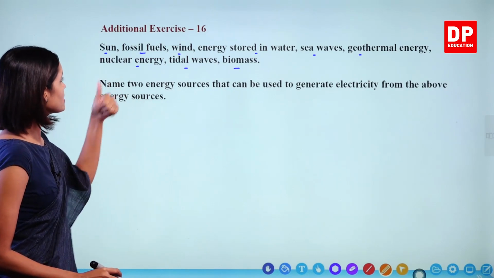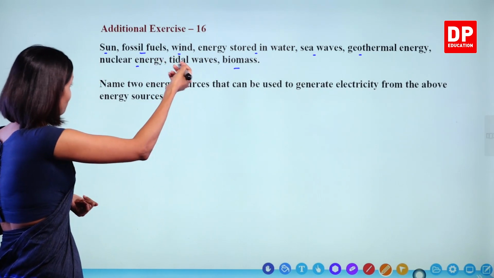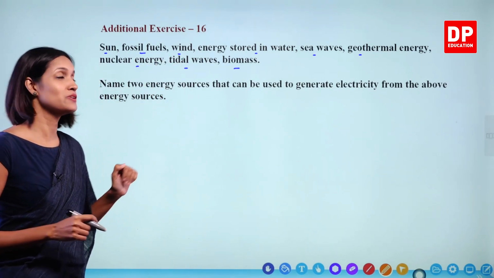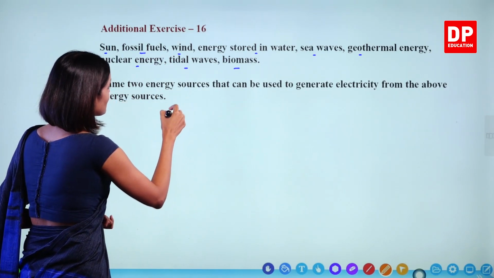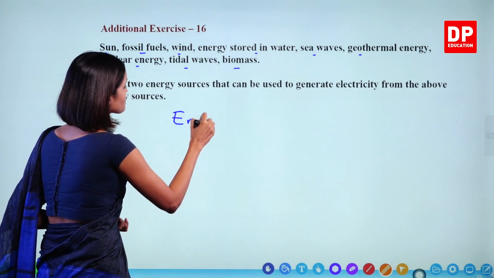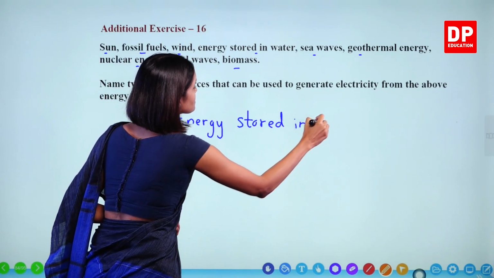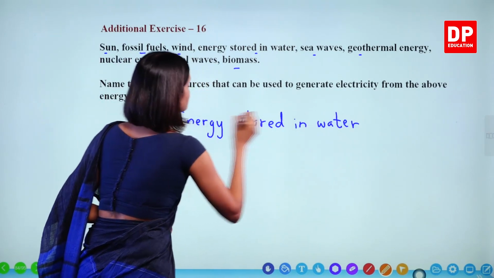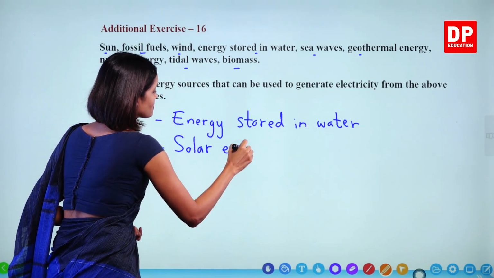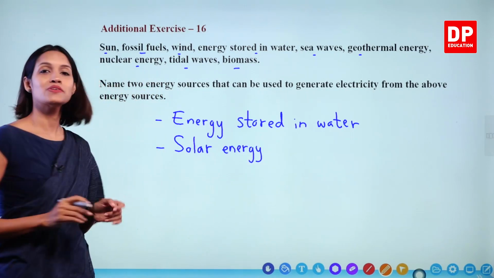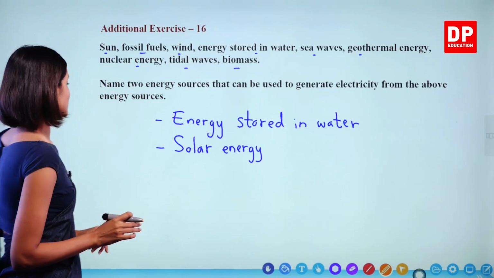Okay, children? I'm going to write what is present in Sri Lanka. There are a number of energy sources we use even in Sri Lanka to generate electricity. The most common method is energy stored in water. Energy stored in water. Then I'm going to write solar energy. You can write any two out of these energy sources given. We'll move to the next.